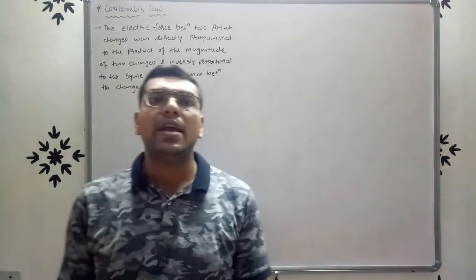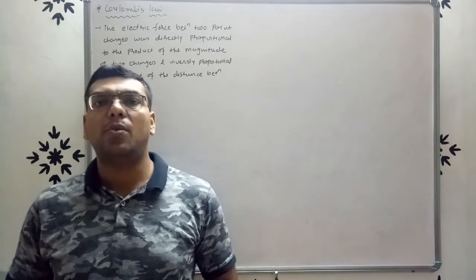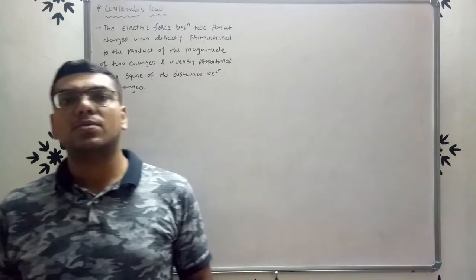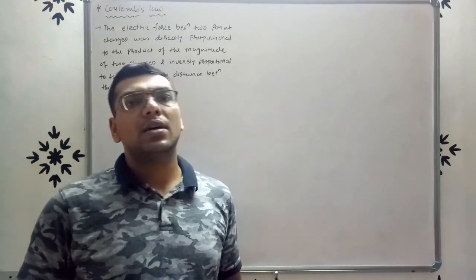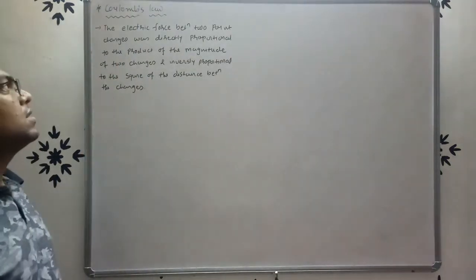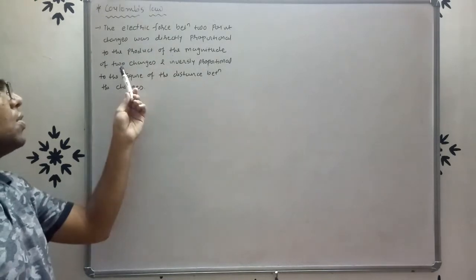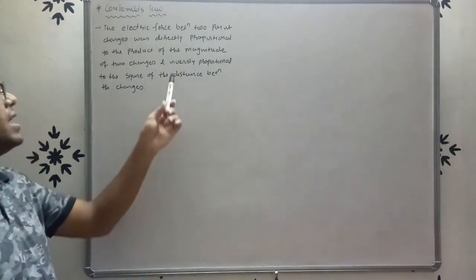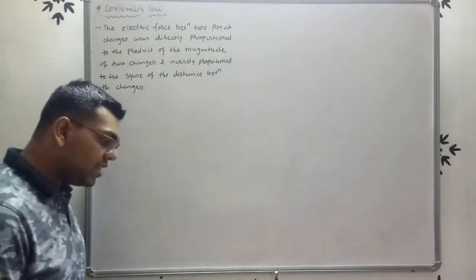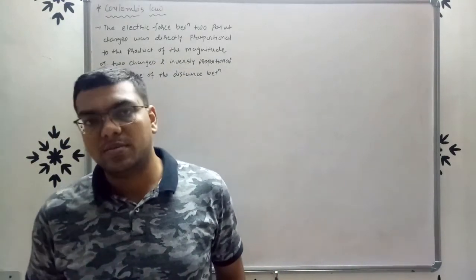Hello friends, today we will discuss Coulomb's law and the scalar form of Coulomb's law. Now, first of all, what is Coulomb's law? The electric force between two point charges is directly proportional to the product of the magnitudes of the two charges and inversely proportional to the square of the distance between the charges. This is known as Coulomb's law.